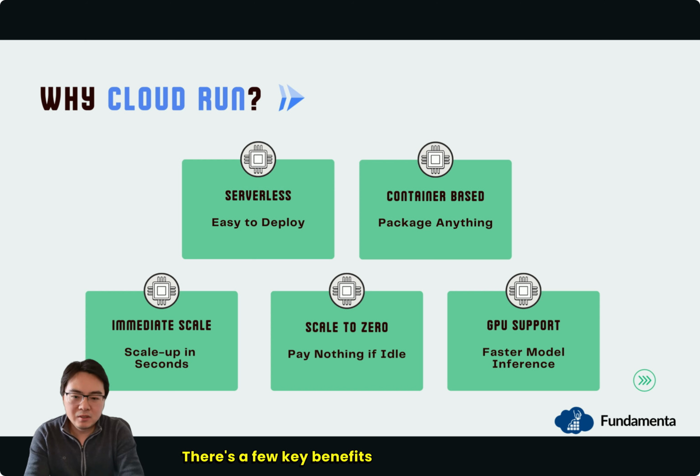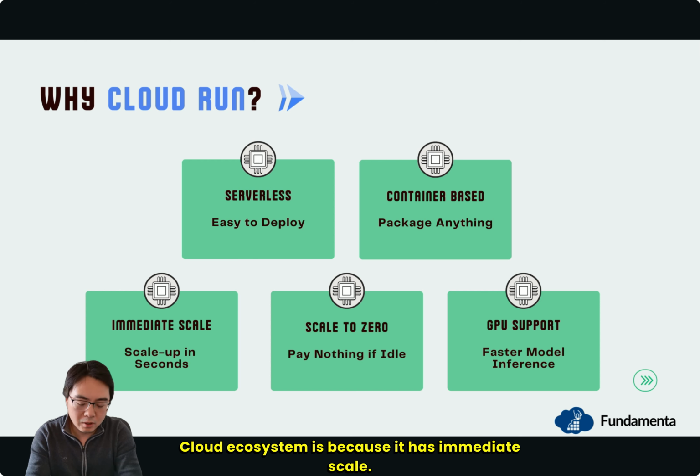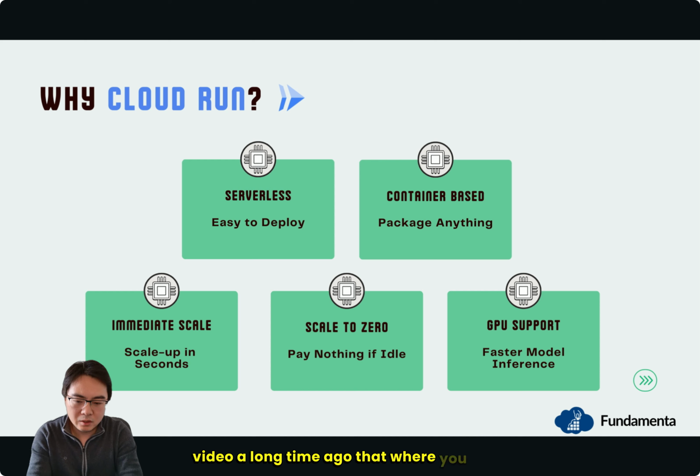There are a few key benefits, and why Cloud Run is one of the flagship products in the Google Cloud ecosystem is because it has immediate scale. That's one of the things that's quite different to Kubernetes. For Kubernetes, I created a video a long time ago where you have to use something called the balloon pod to be able to scale things fast in seconds, but then you still have to pay for it, right? With Cloud Run, you have this in-second immediate scale from 0 to 1,000, with literally zero setup. This is not something you typically get in a Kubernetes cluster.